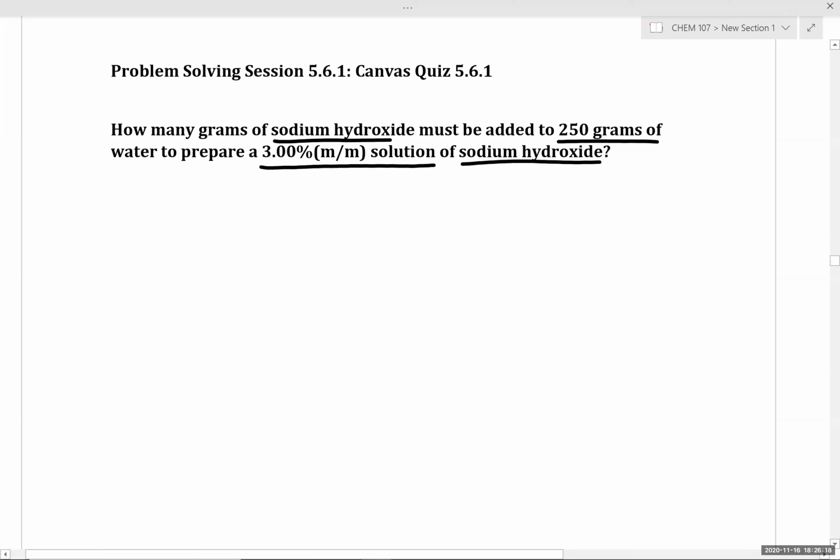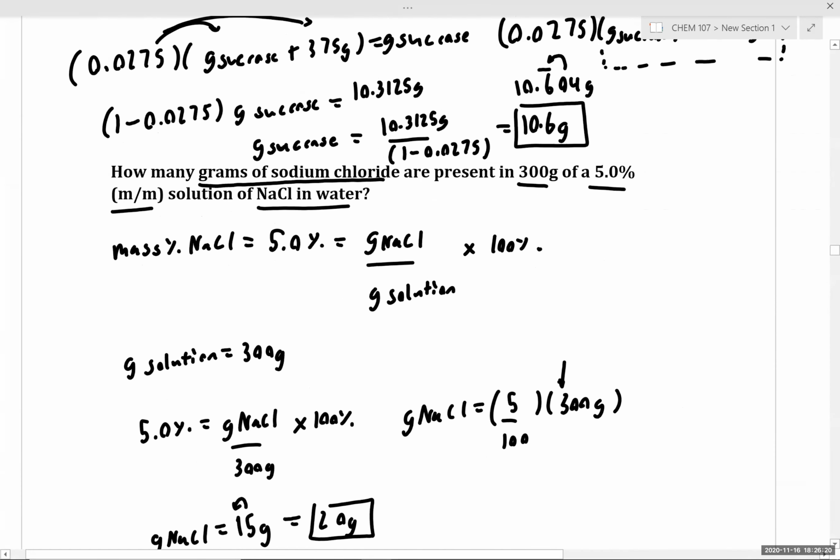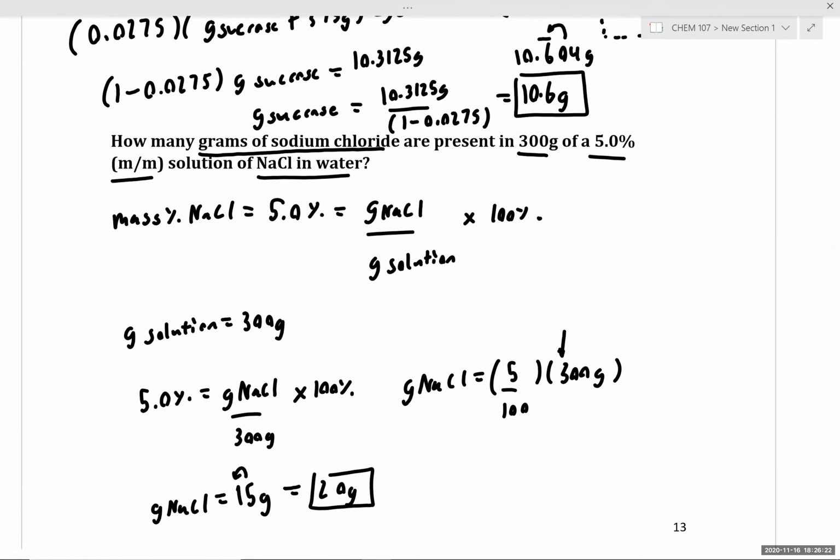Oh, the reason why it's not sucrose is because looking at the solution, it's explicitly defined as a solution of sodium chloride. So the grams of solute depends on the type of solution that you're dealing with. In this case, because it's a solution of sodium chloride, our solute is sodium chloride. To answer the question in the chat, does that make sense?